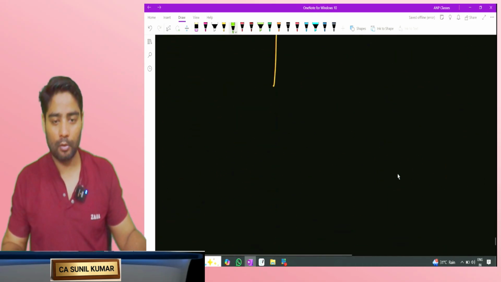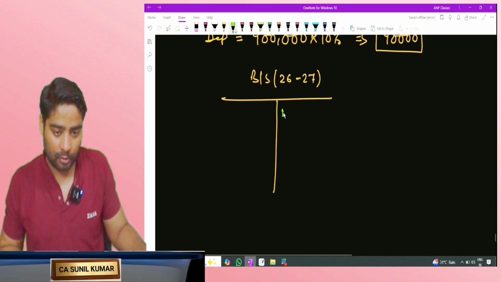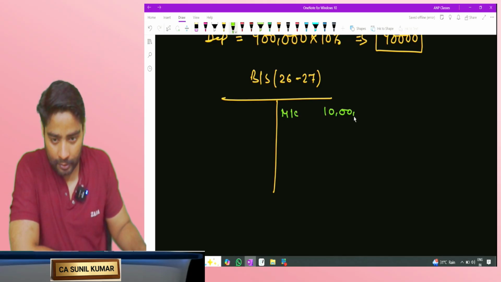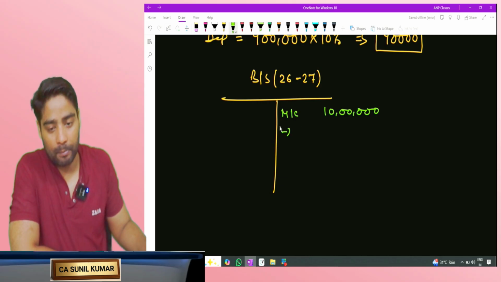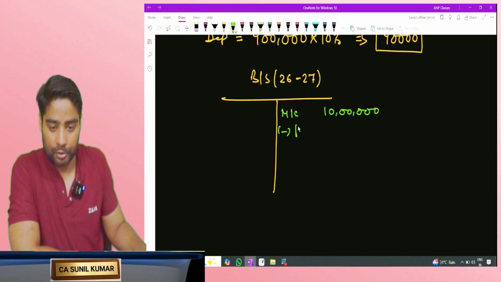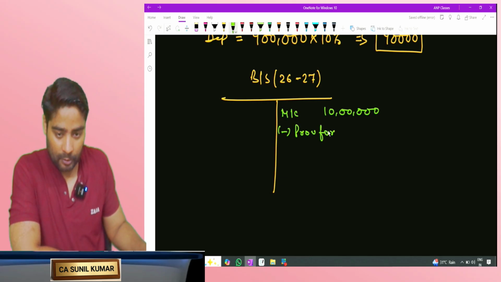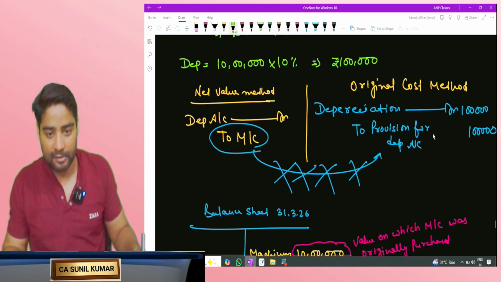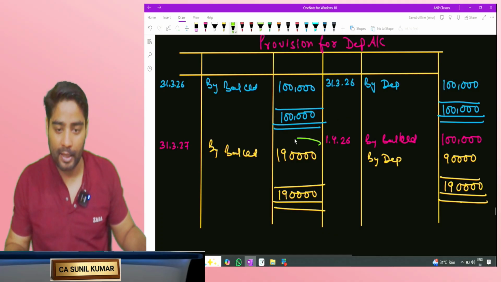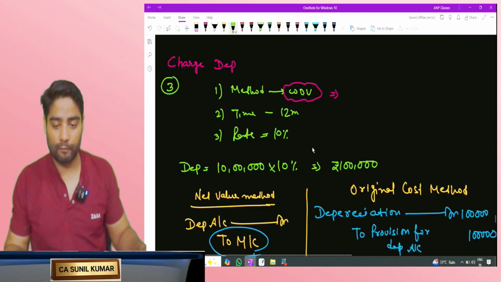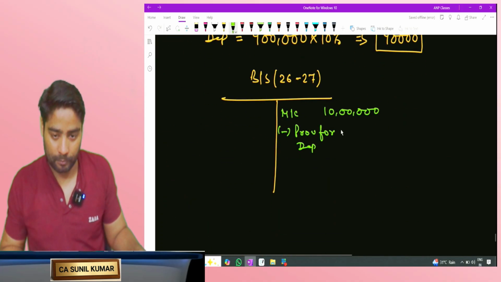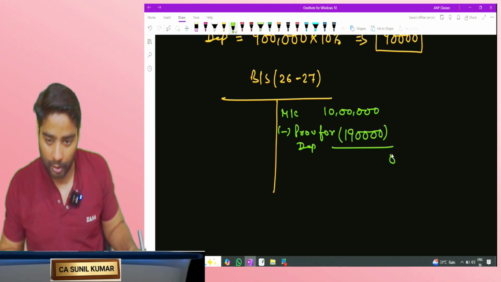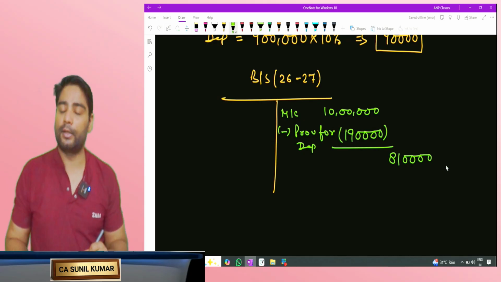So what will be the cost of the machine? We will show it in the balance sheet at rupees 10 lakhs, reduced by the value of provision for depreciation. So what will be the provision for depreciation value? Check from the account, sir. The balance was here, 1,90,000. Now what will be the value of the machine? The net value of the machine is 8,10,000.